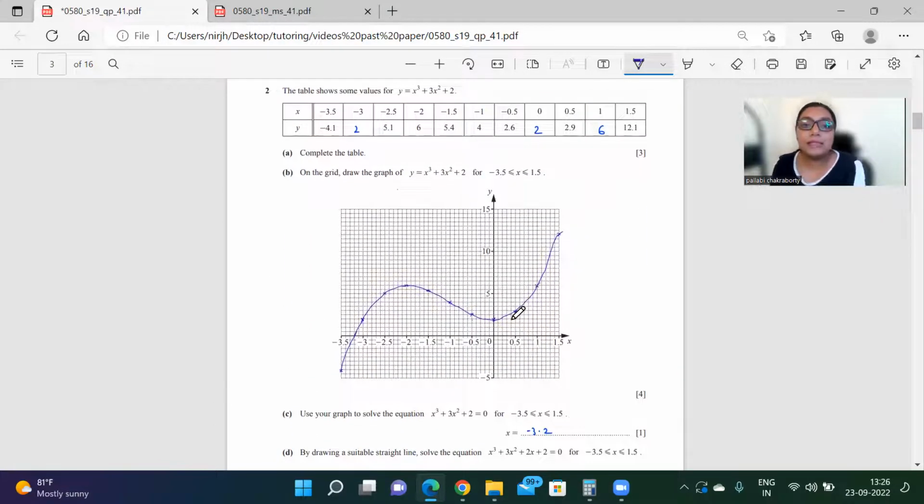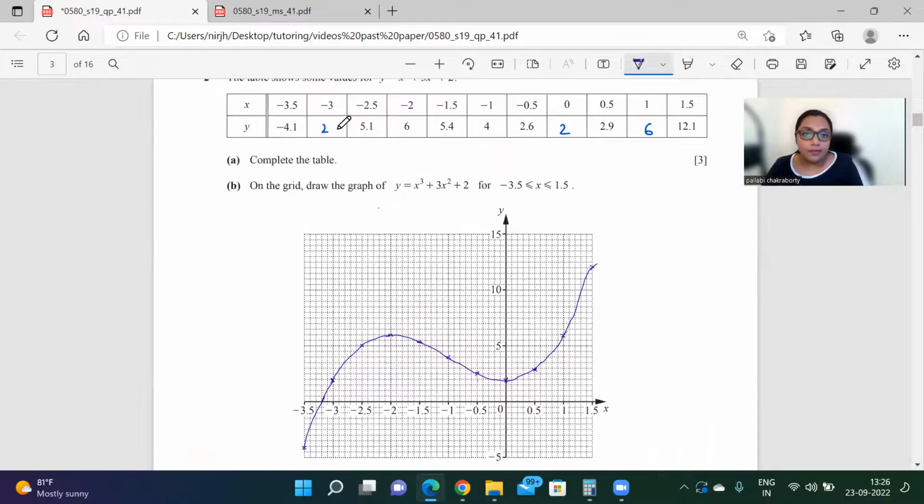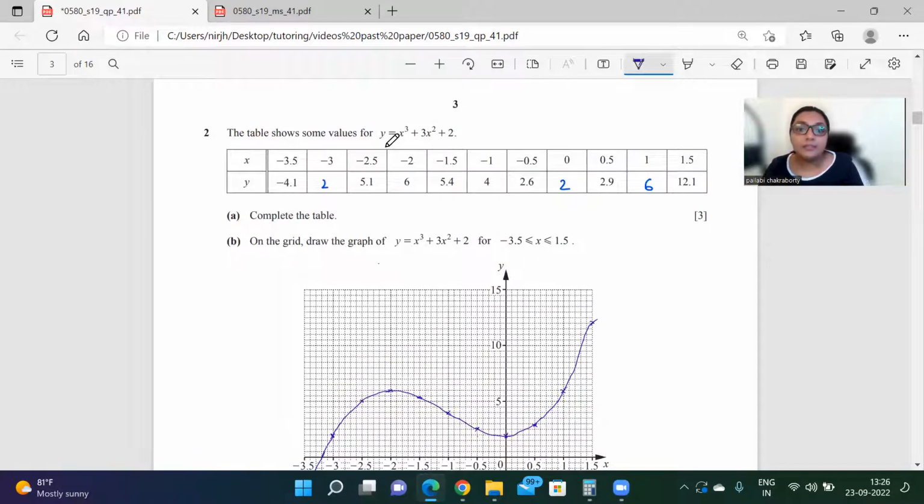Now, this is a table and it shows the values for y. You have to find some of the y values. This is the expression which is given, which is y = x³ + 3x² + 2. How do we find the values? You have to substitute the value of x, right? So let's try out the first one. Again, I will be using red ink to show you how it works. You need not do the same in the exam.